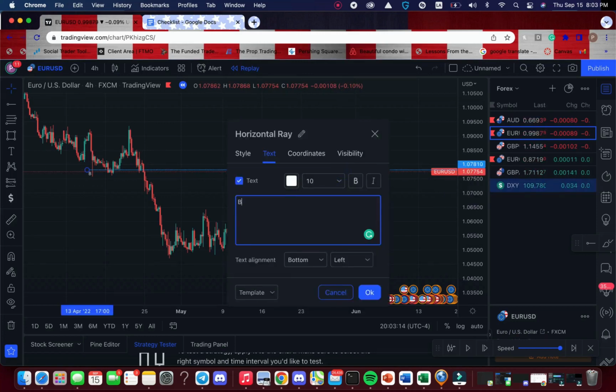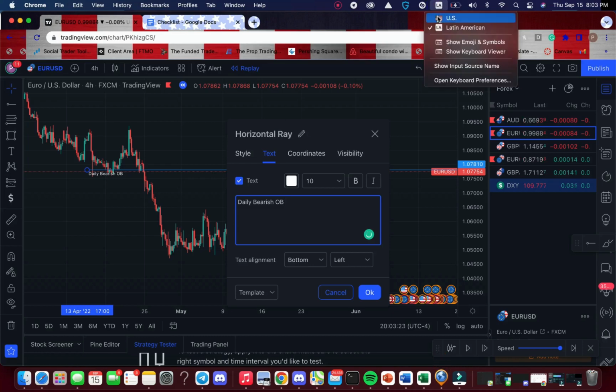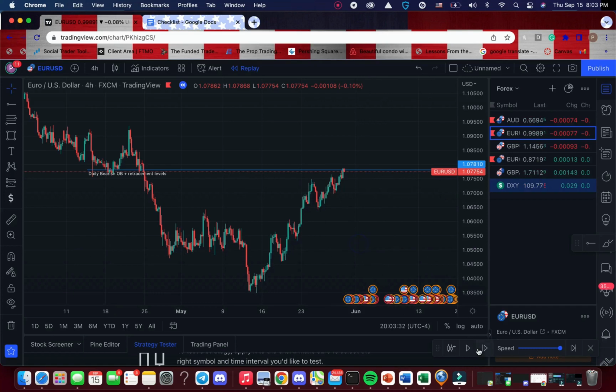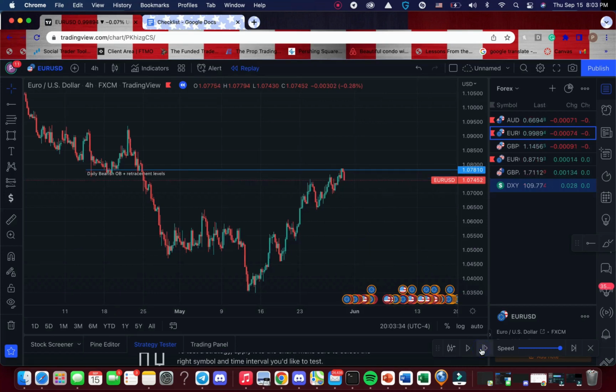So we can say this is a daily bearish order block with a retracement, using our retracement levels. So we let price do its thing and we try to see for any signs of bearishness from there.